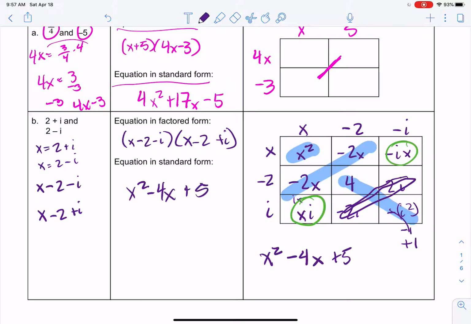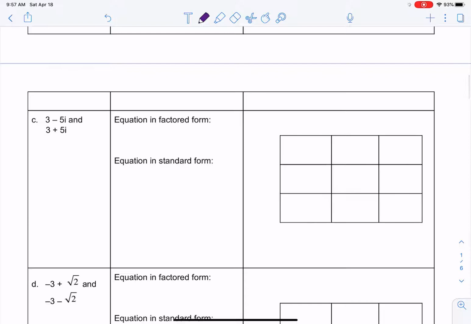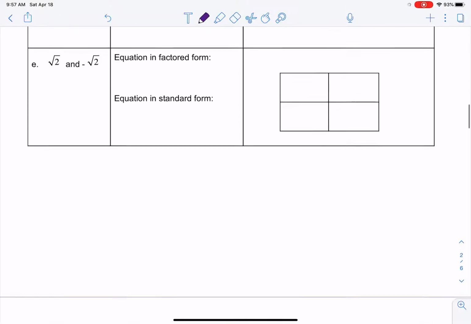And if you were to use the quadratic equation on that, you should get this as your factors. So that's how that's working there. Okay, so you are going to do the next several examples and make sure you understand what you're doing, and I will post the answer key for you.